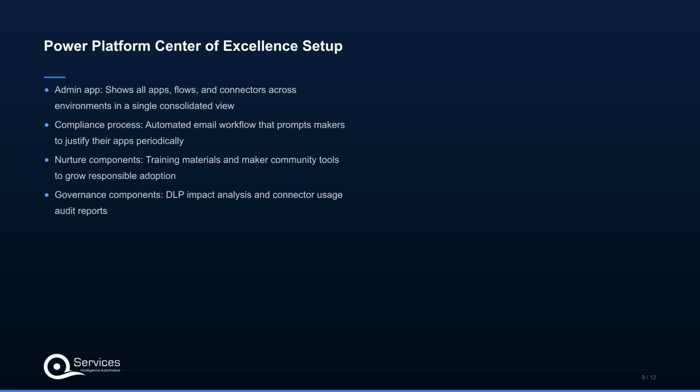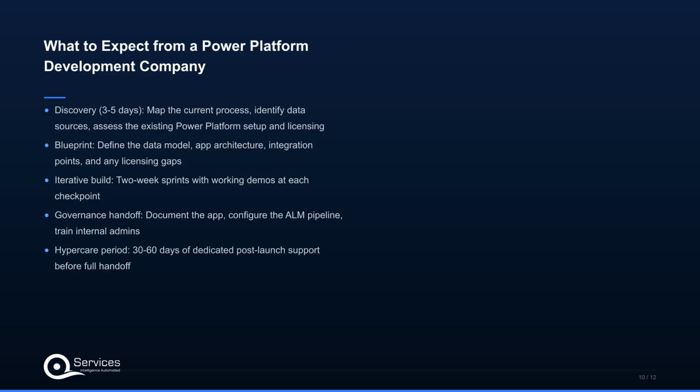The toolkit provides pre-built apps and dashboards for tracking app inventory, usage analytics, compliance status, and maker activity across the entire tenant. The Microsoft COE Starter Kit is a free set of apps, flows, and dashboards that gives IT full visibility into Power Platform activity. It includes 4 main components. Now, moving on to what to expect from a Power Platform development company.